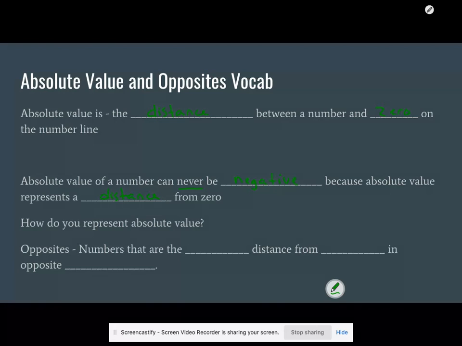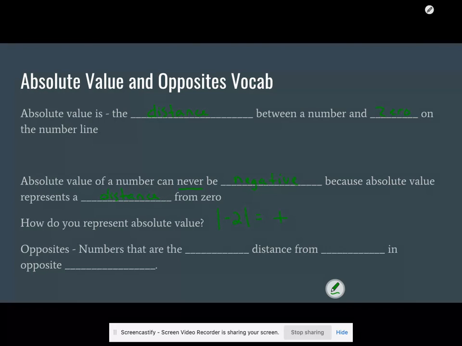How do we represent absolute value? Well, you're going to see it as a straight line with a number inside of it. So let's say -2 with a line on the other side. If I take a look at my vocab I just talked about, absolute value of a number can never be negative. Anything inside of those two lines is automatically a positive number.